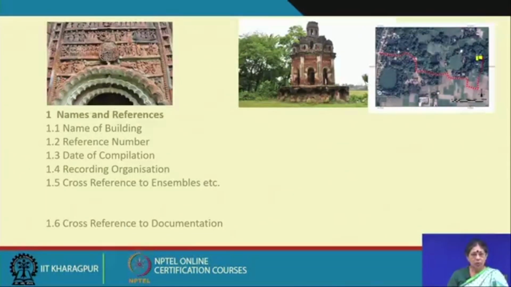I am following a format which is generally given by INTACH, Indian National Trust for Art and Cultural Heritage, along with some other modifications. As you can see, some photographs or images of the structure are there, and this shows a detail, it is a terracotta thing, and it also shows the location. So, let us say this is the format. Name and reference is the first category, and under that there is the basic information which has to be put as an input to that format.